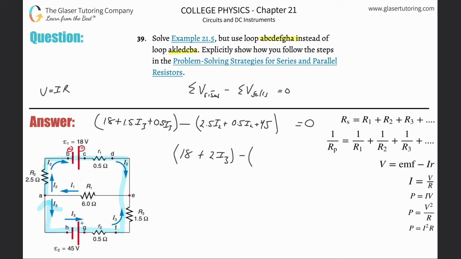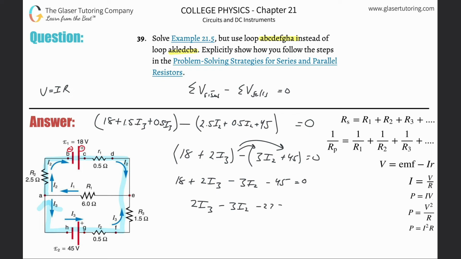So it looks like we're going to have 3I2 plus 45 is equal to 0. Distribute the negative now. So there's how the negatives work out. All right, so plus then 2I3 minus then 3I2 minus 45 is equal to now 0. All right, and then all we're going to need to do here is simply take 18, and then subtract from that the 45, and what we're going to get is a negative 27. So we realize that we're going to have 2I3 minus 3I2 minus 27 is equal to 0.